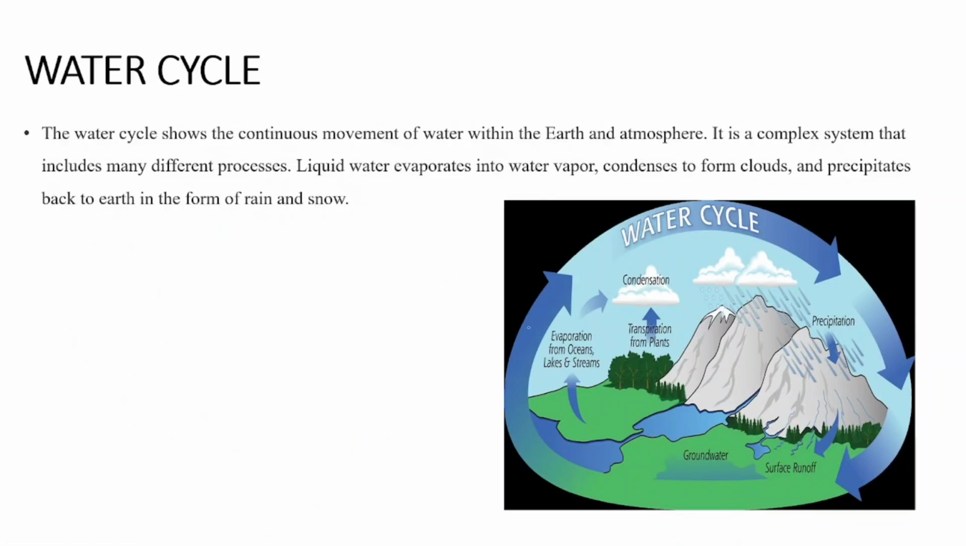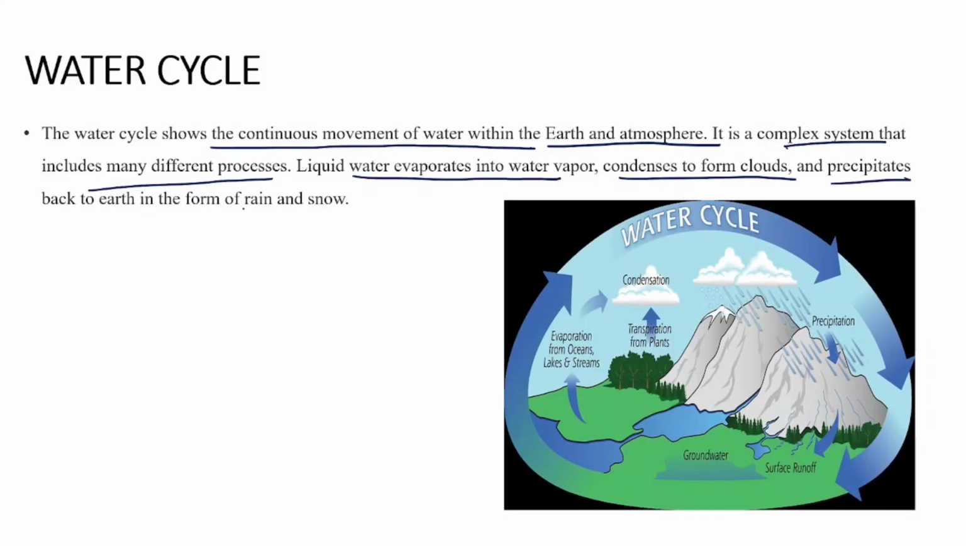And if you see the water cycle, the water cycle shows the continuous movement of water within the earth and atmosphere. It is a complex system that includes many different processes. Liquid water evaporates into water vapor, condenses to form clouds, and precipitates back to earth in the form of rain, right? You see this is groundwater, this is surface water. What will happen? They will evaporate. They will go up in the form of water vapor. And after they reach a certain height, there will be the condensation process, right?